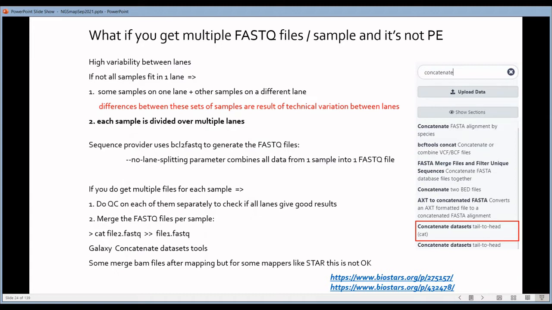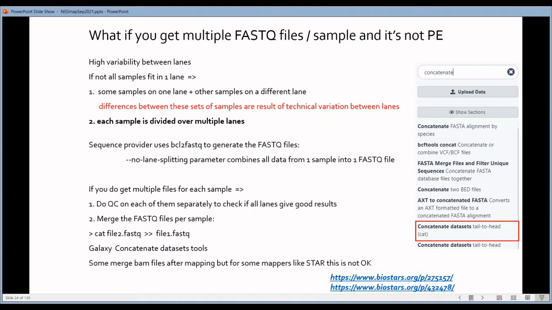Well, the most likely explanation for that is that you had big libraries that don't fit one single lane. So if your experiment is so big, you have many libraries, the libraries are quite large, then it might be impossible to fit them all into one lane on the flow cell. So what is the sequence provider going to do? He's going to divide them over the multiple lanes.